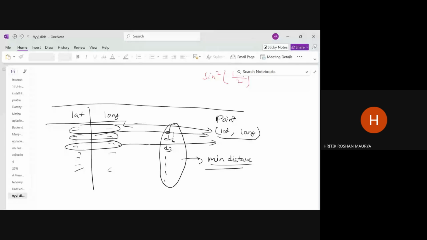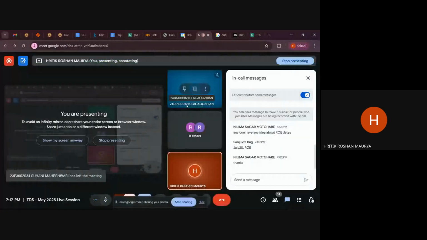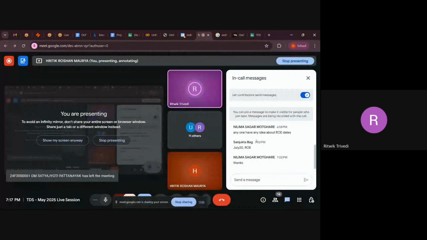And that is the question. This is how you can easily do this question also. Any doubts so far? This question is just to calculate the distance given the latitude and longitude and calculate the minimum value. Only this? Yeah, right.